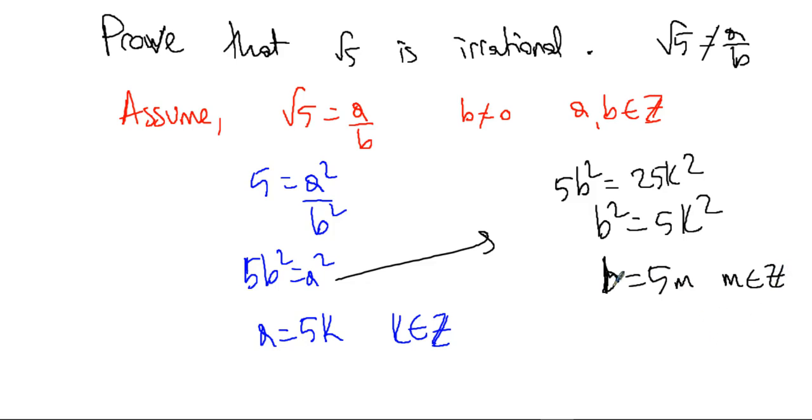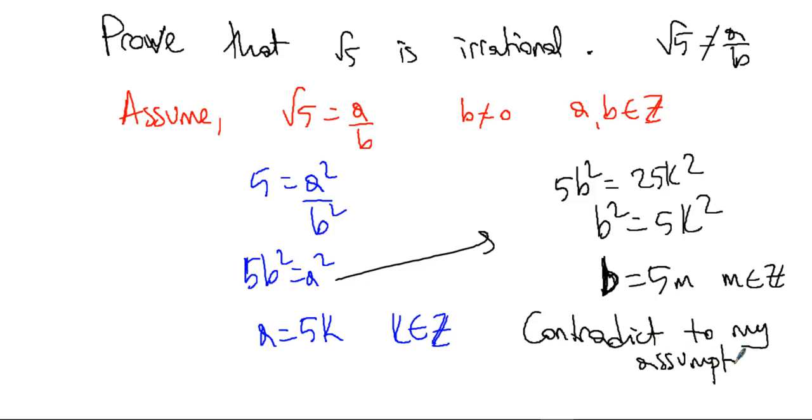Now from here I found something nonsense, because I made the assumption that a and b are always in simplified form, but here I keep finding numbers that are multiples of 5, so I cannot have simplified form. So here I contradict my assumption. So it means that the original statement is true.